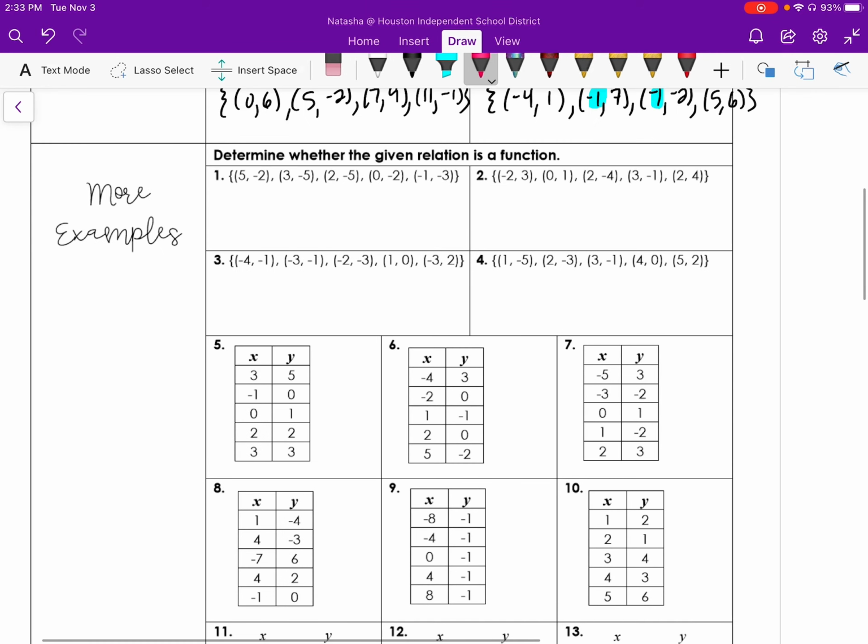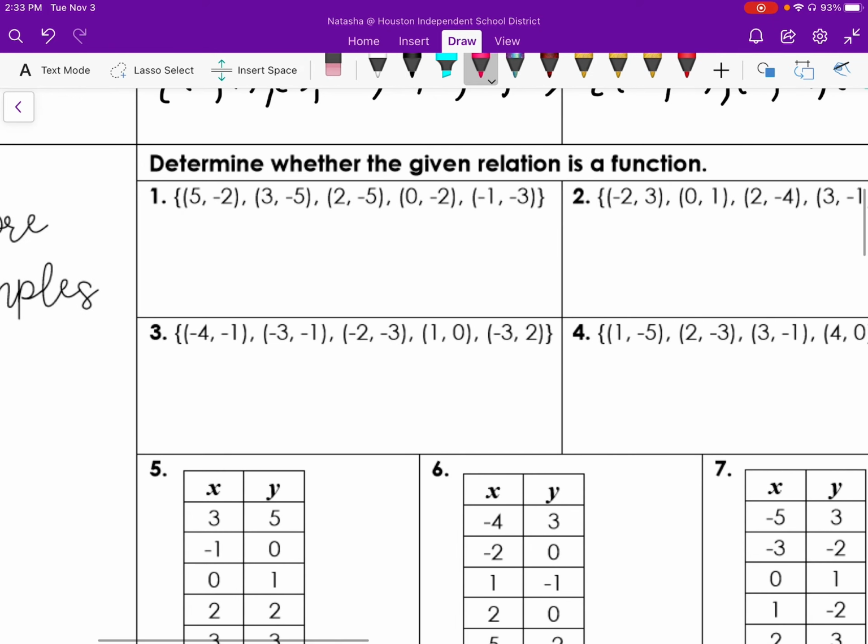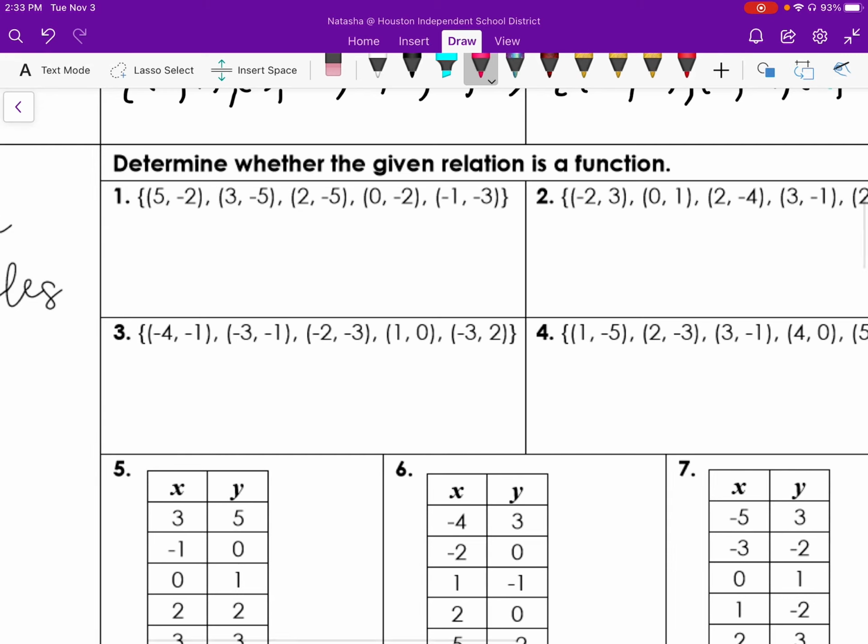All right, so let's look at some examples. We've got two representations here in the top few, a set of ordered pairs and then a table. All I'm looking for is, does my x value repeat? I don't even need to look at the y value. The y value can repeat, it's the x that cannot.